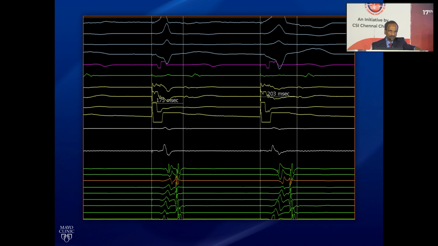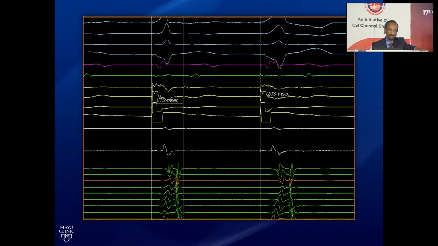So this sequence is AV node dependent. It doesn't exclude a pathway, it doesn't include a pathway. It tells you that if this is the sequence of your tachycardia, that's an AV node dependent VA conduction that's relevant for that tachycardia. If the sequence changes, you have to repeat the parahisian pacing to know that second sequence, whether it is AV node dependent or pathway dependent.